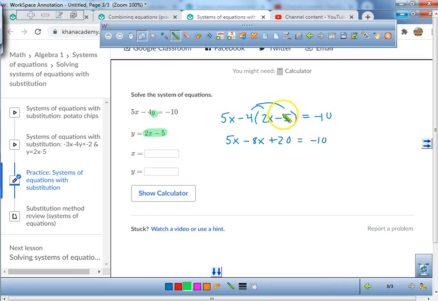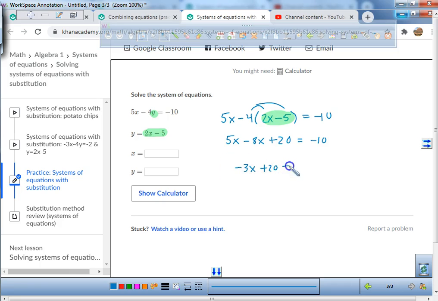Once again, what did I do? I took this value of y and I plugged in a 2x minus 5. Then I distributed. 5x minus 8x is negative 3x plus 20 equals negative 10. Take away a 20. Take away a 20. I get negative 3x equals negative 30. Divide both sides by negative 3. And I get x equals 10. So I'm going to put x equals a 10.